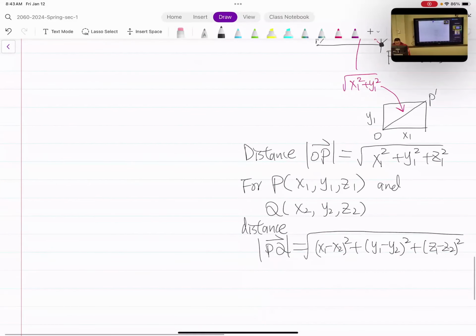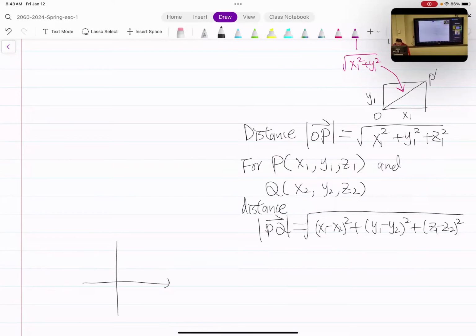Now, the next topic. What happens if you have a fixed distance from the origin? In 2D, it's actually a circle, right? So if you have the xy plane, and let's say x squared plus y squared equals 1, that's just saying the point (x, y) has a fixed distance to the origin, which is 1. Which is a circle.